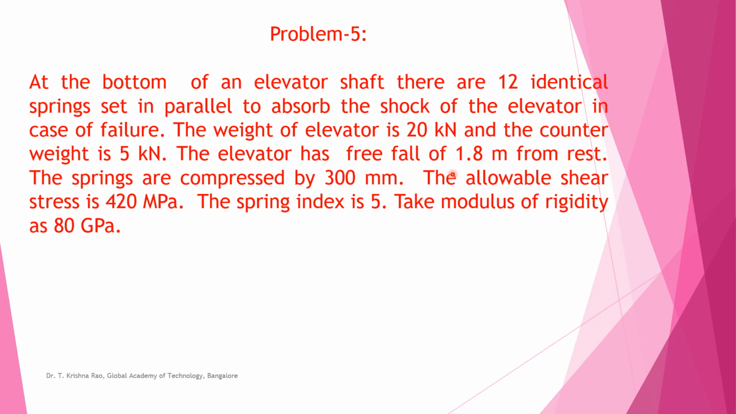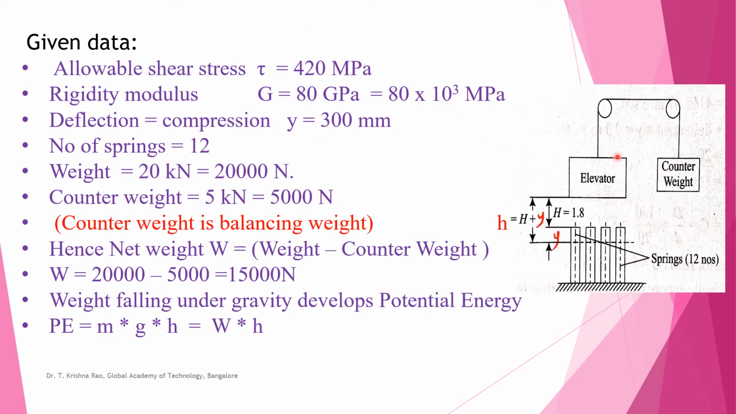From what height is it falling? 1.8 meters. The deflection of the springs is given. Allowable shear stress is given. Spring index is given. Modulus of rigidity is given. Here also first we have to find out the energy. You can see the figure here. This is the lift. The lift has a height of 1.8 meters before it falls on this.